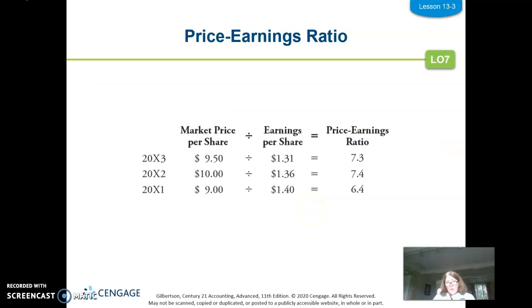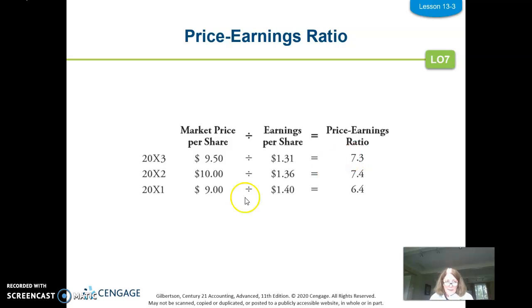So the price earnings ratio for Forrest, if you took the market price divided by EPS, and again market price from Wall Street Journal or somewhere, EPS we previously calculated, you're getting 7.3, 7.4, things like that. So that again means that the price of one share of stock is 7.3 times the amount of earnings per share.